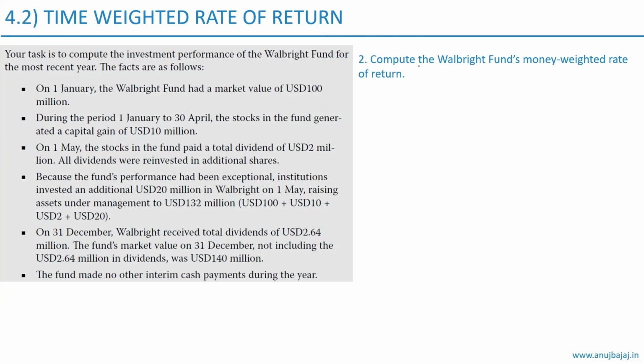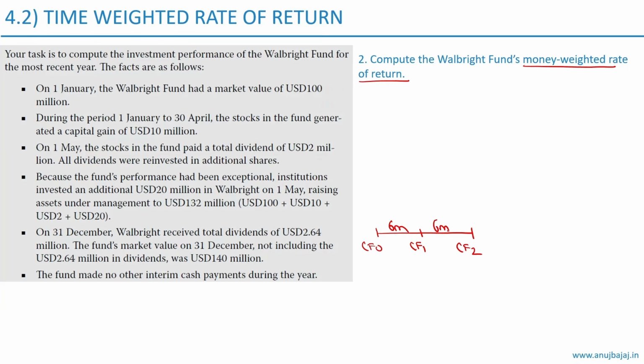The second question. You also need to compute Wallbright fund's money weighted rate of return. Before you solve for the money weighted rate of return, you should know this fact about IRR. Say you have a 1 year period and you have cash flows occurring at the end of 6 months. So we have CF0 over here, CF1 and CF2. So we have 2 periods. Each period is of 6 months.